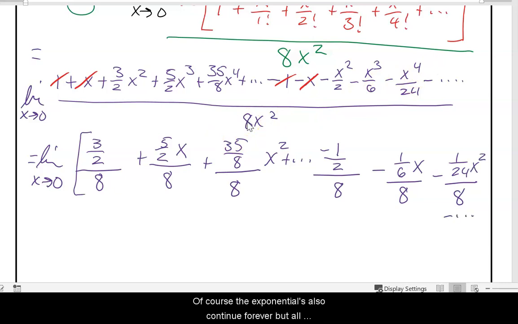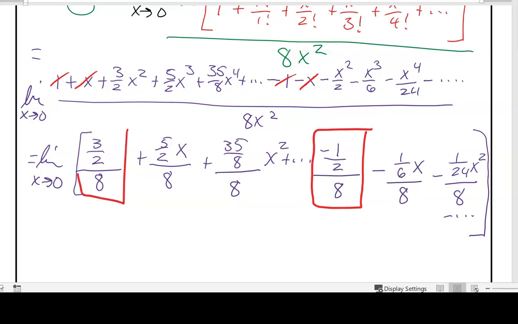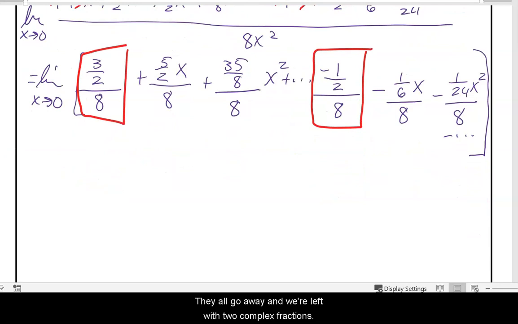Of course, the exponentials also continue forever, but all the remaining terms must have an x in the numerator. In fact, the only terms that don't have an x in the numerator are this term, which I'm now going to box in red, and this term boxed in red. Remember that we're trying to find the limit as x goes to 0. You could see what's coming. What happens to all these terms that still have an x in the numerator? They all go away, and we're left with two complex fractions.